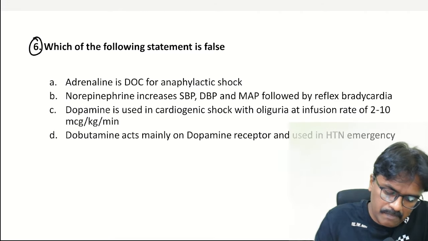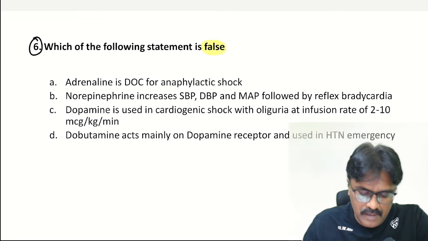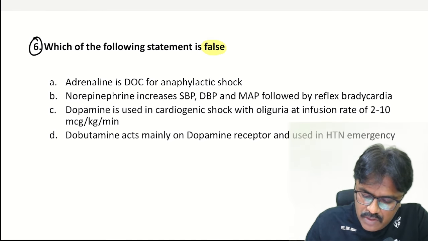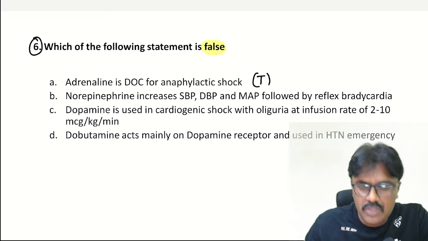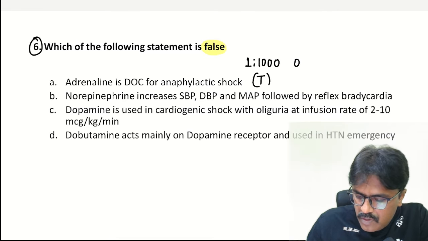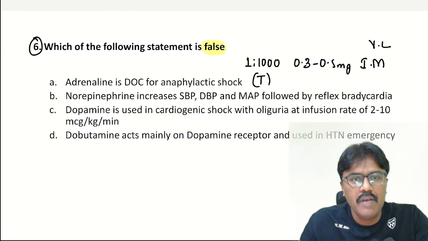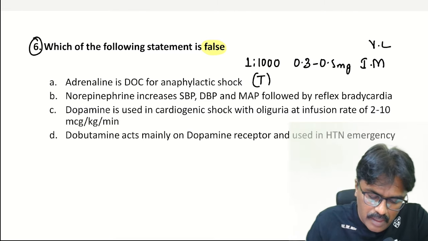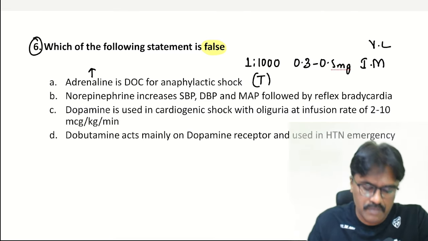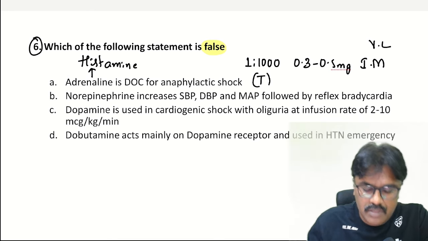Question number 6. Which of the following statements is false? So let us read. Adrenaline is the drug of choice for anaphylactic shock. True statement. So we use adrenaline in the dilution of 1 in 1000 and the dose is 0.3 to 0.5 milligram. We give the drug by IM and the muscle we prefer is vastus lateralis. Now why is adrenaline the drug of choice? Because adrenaline is a physiological antagonist of histamine.